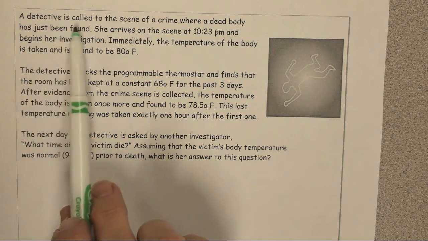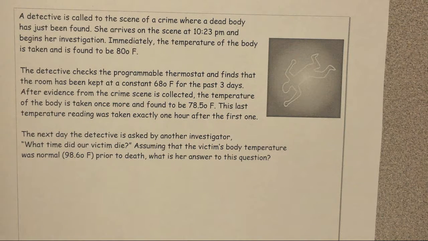It says the detective is called to the scene of a crime where a dead body has just been found. She arrives at the scene at 10:23 p.m. and begins her investigation. Immediately, the temperature of the body is found to be 80 degrees. The detective checks the programmable thermostat and finds that the room has been kept at a constant 68 degrees, so that's my capital T, for the past 3 days.